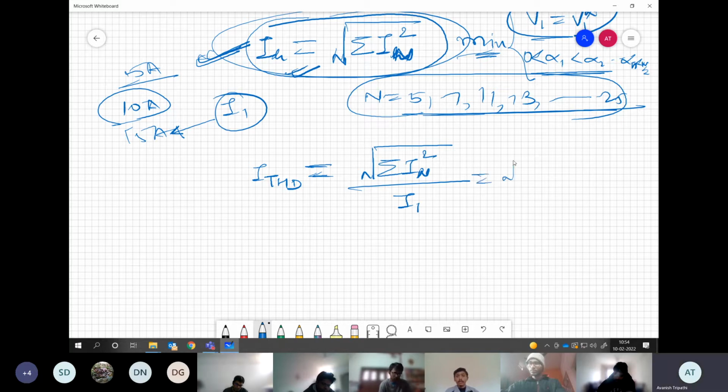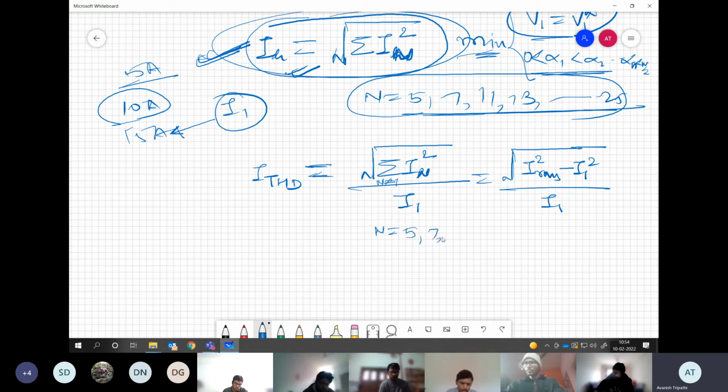This can also be written in a different manner: total I RMS square minus I fundamental RMS square, divided by I fundamental. This is another way of writing it. Now this n is certainly not equal to 1, and n goes in a manner 5, 7, 11, 13 and so on. Understanding my point? Yes or no? Yes, sir.